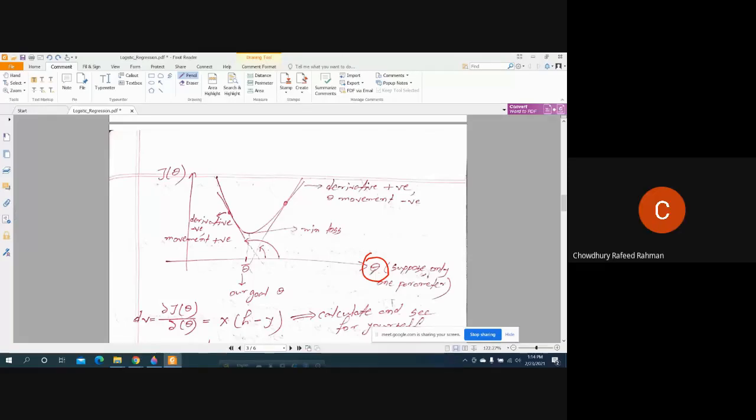No, not 0. Theta can be anything initially. You can also initialize this with 0. That is your personal choice. But initially, theta can be anything. You can choose any value for theta. Okay. So initially, theta can be anything.